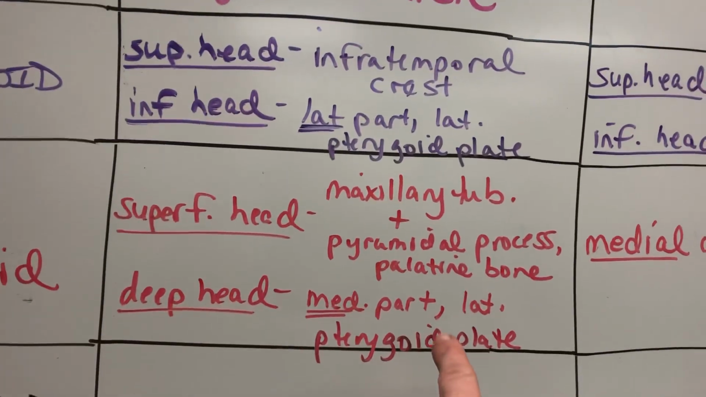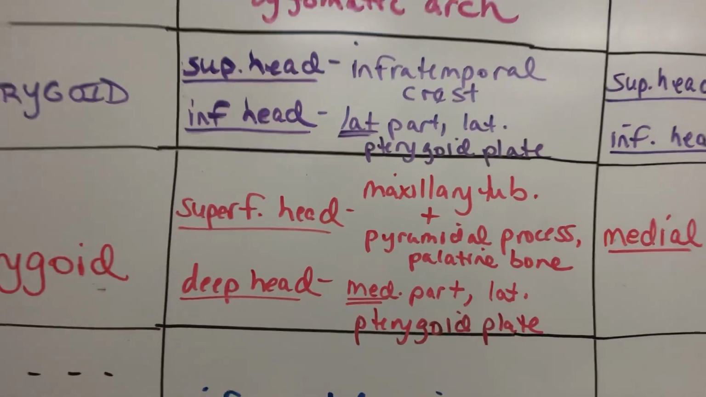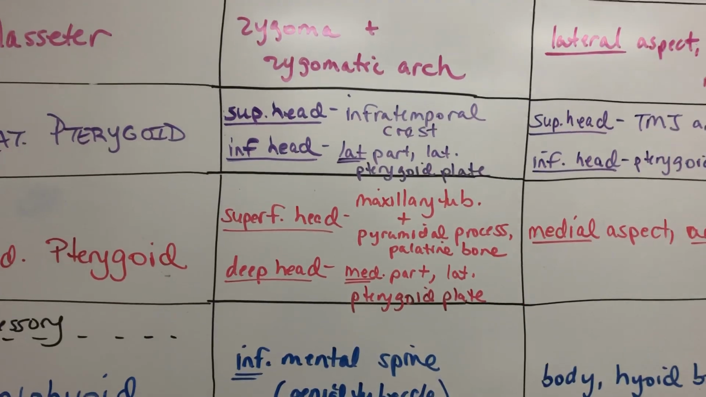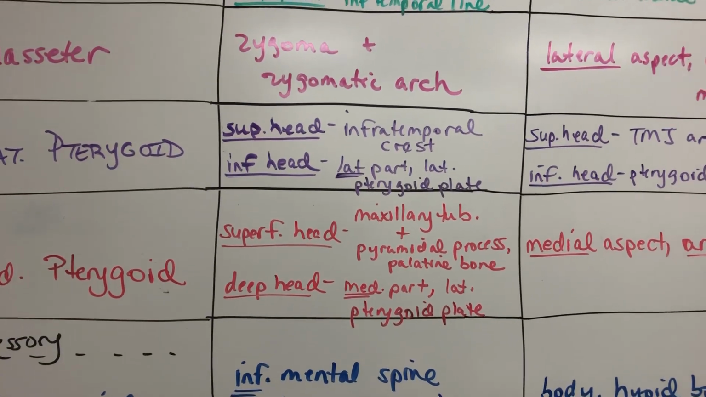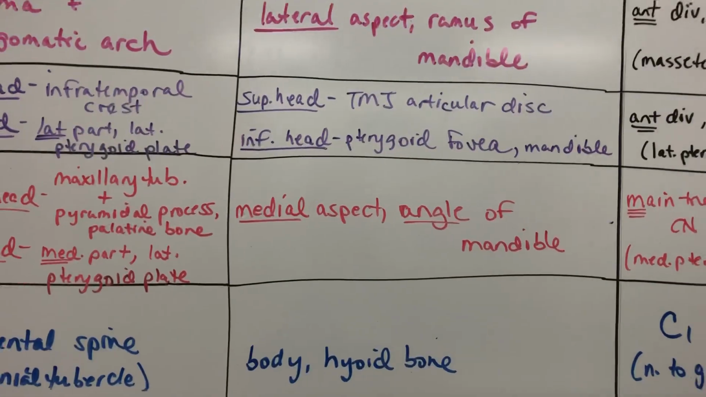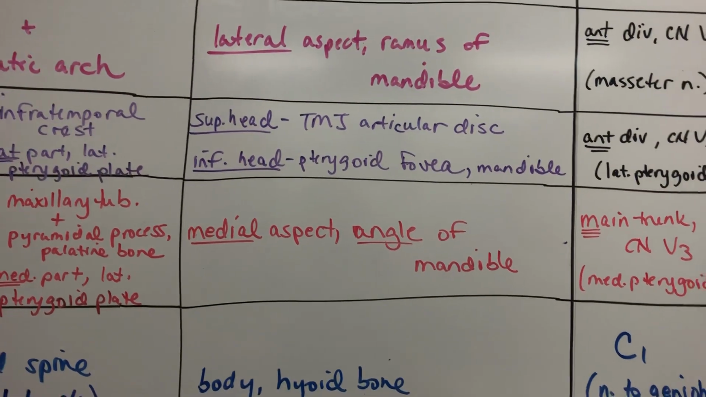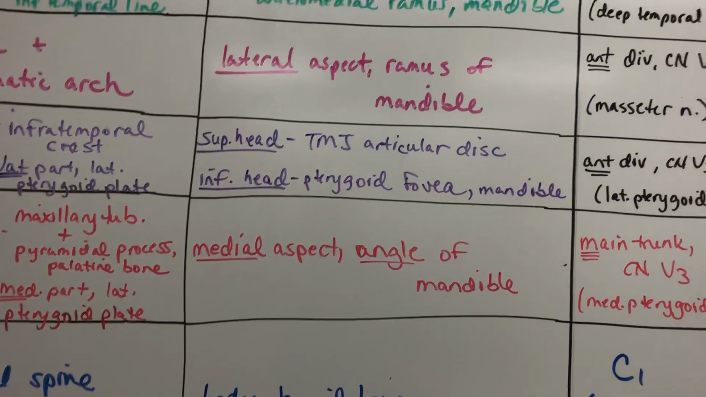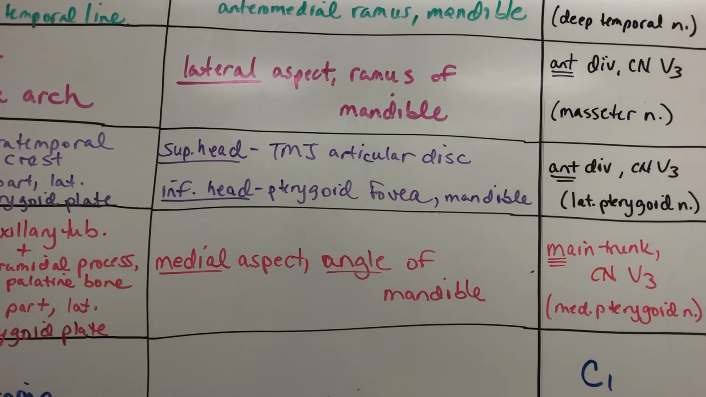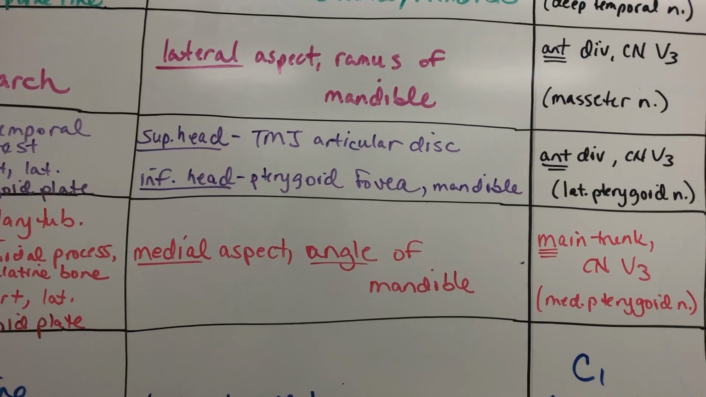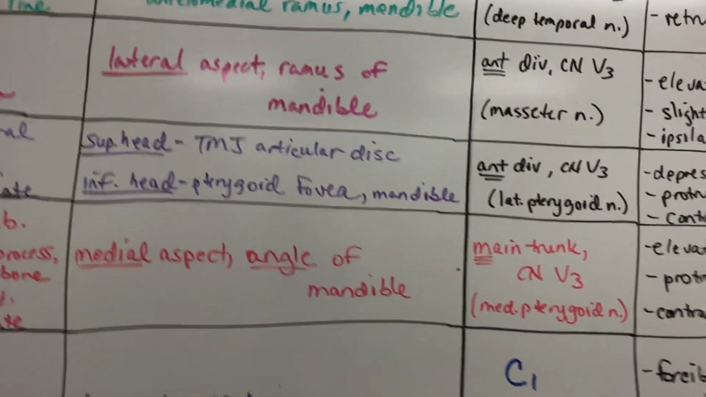Note that it does not come from the medial pterygoid plate. They'll often use that as a distractor. Make sure you understand it's the medial part of the lateral pterygoid plate. Both pterygoids come from the lateral pterygoid plate. It inserts onto the medial aspect of the angle of the mandible. This is reverse of the masseter. Masseter's on the lateral aspect, medial pterygoid's on the medial aspect. But the medial pterygoid's more towards the angle, and masseter's the expansiveness of the ramus.